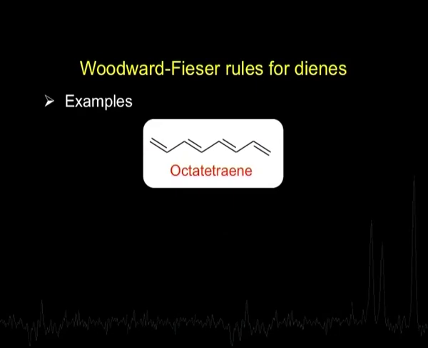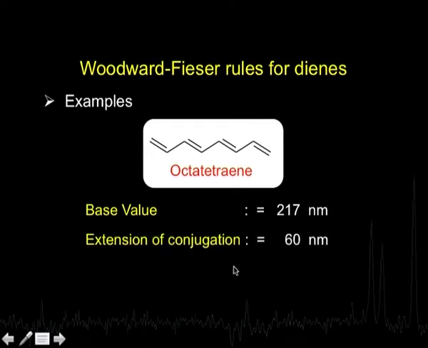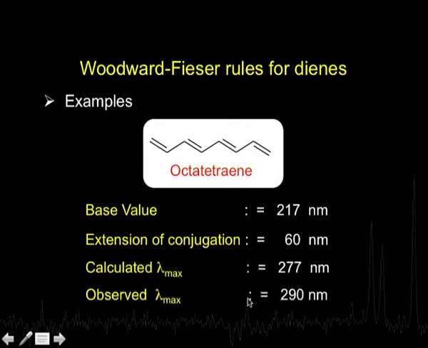Now, let us go further and look at this simple molecule here, octatetraene. In this case, this is my basic chromophore. We find that this is one extension of conjugation, this is the second extension of conjugation. So, base value 270 nanometers, extension of conjugation 60 nanometers, because there are two groups, that is 2 into 30, that makes it 60 nanometers, and there is no substituent at all. So, this gives me a value of 277 nanometers there, and the observed value is 290.